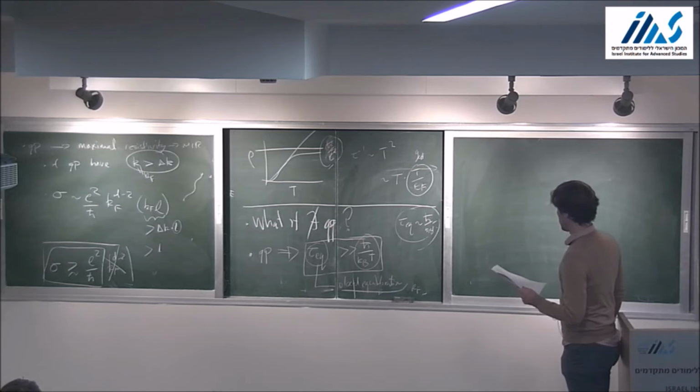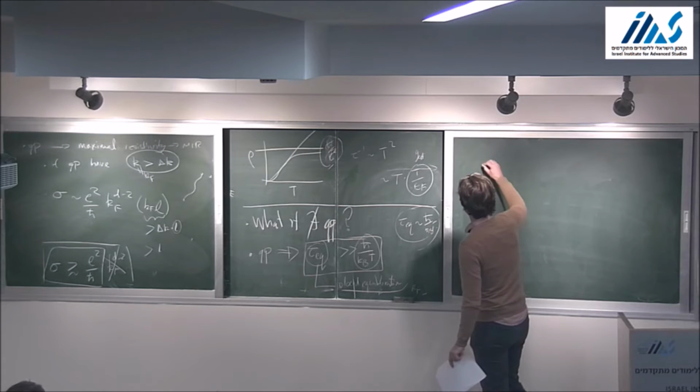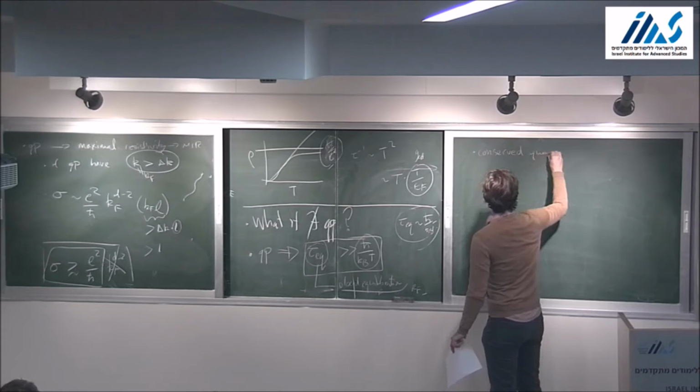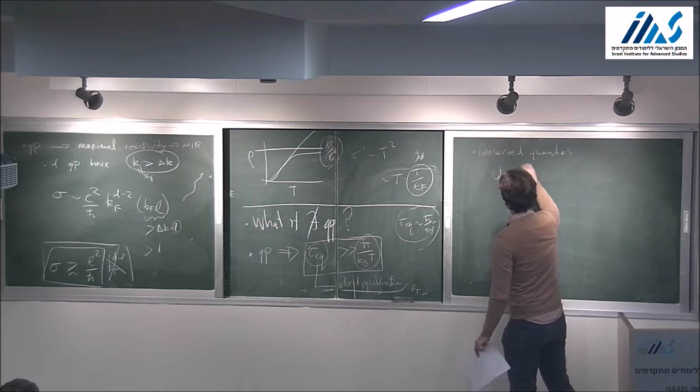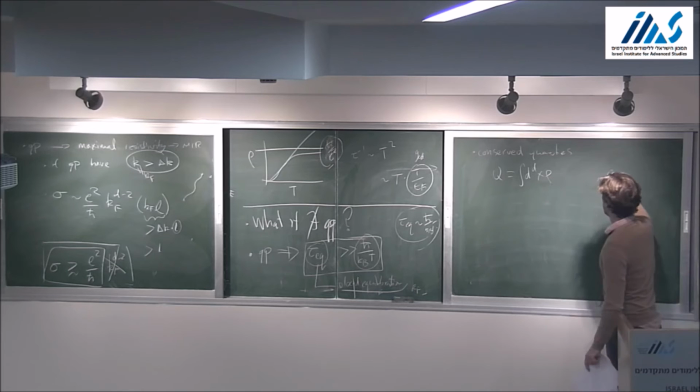Okay, so if all your quasi-particles have died, then what do you have left? What you have left are conserved quantities. For example, the total charge is the integral over space of the charge density. Your electrons can bump into each other as often as they want, but charge is conserved, and so as an operator, Q dot is just zero.